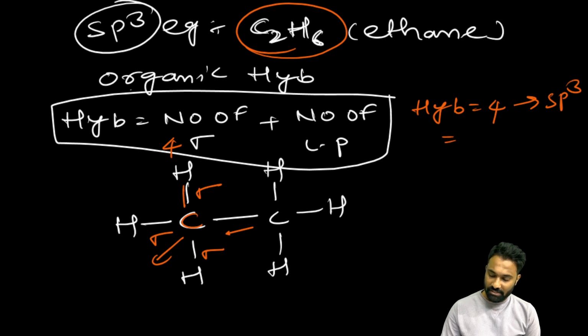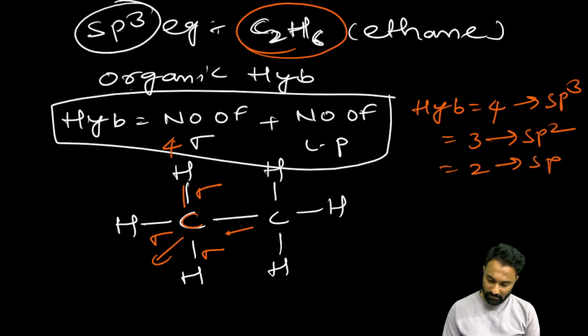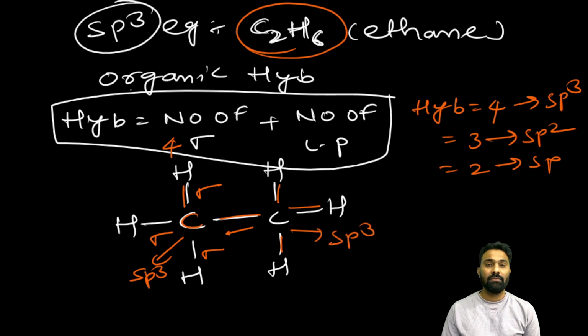So if the hybridization number is 4, then we call this sp3. If the hybridization number is 3, then we call this sp2. If the hybridization number is 2, that is sp. Clear? Then for this carbon, the number of sigma bonds is 4, so this is sp3. This carbon has 1 sigma, 2 sigma, 3 sigma and 4 sigma, and the hybridization is sp3. Clear? Done?